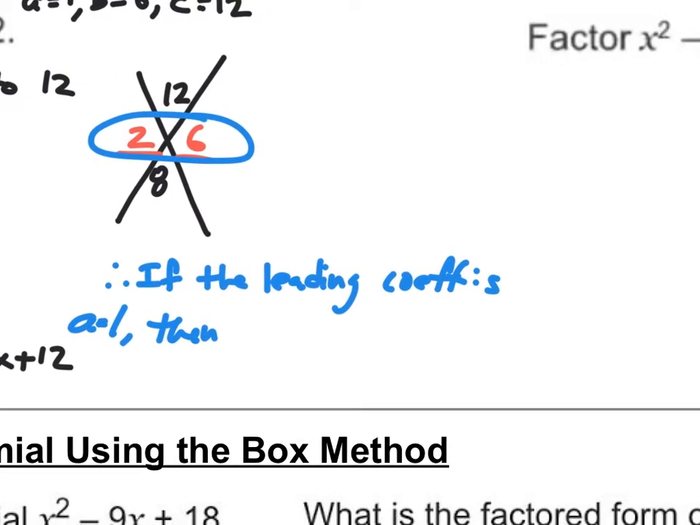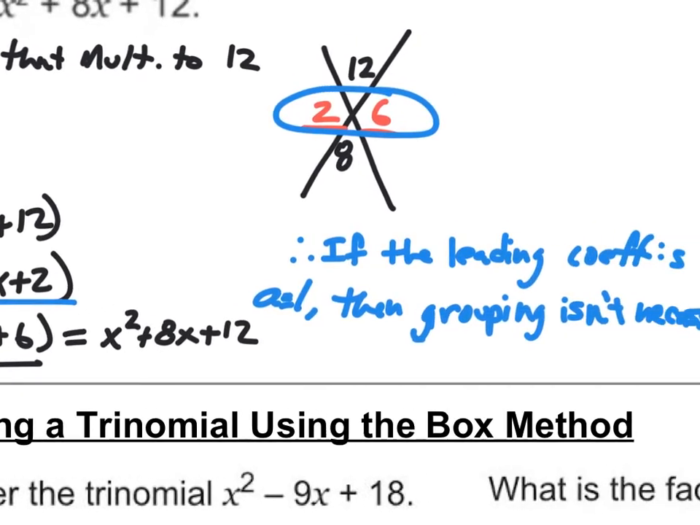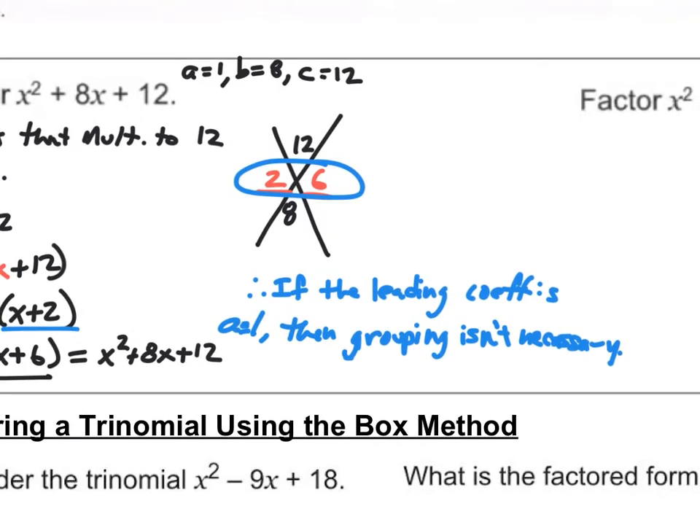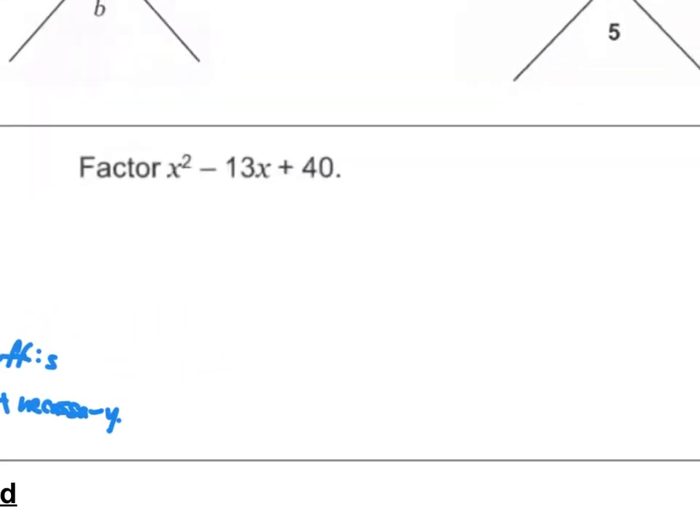So if the leading coefficient a equals 1, then the grouping is not really necessary. But when a is not equal to 1, then the grouping and using the X method here is completely necessary, and it's kind of hard to not do it, all right?